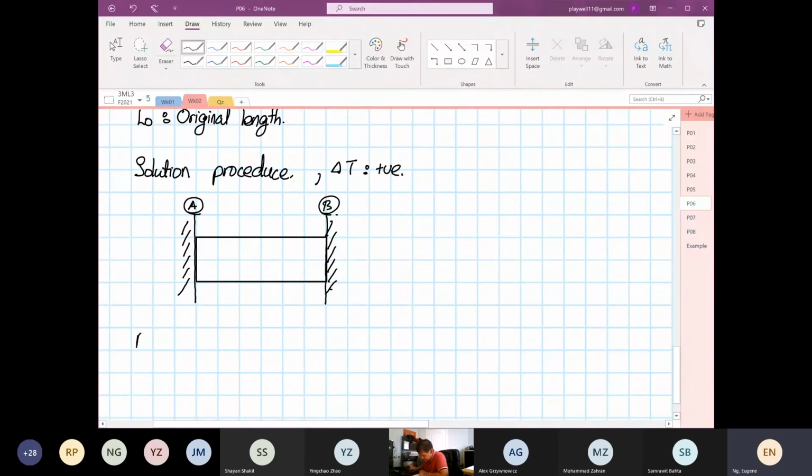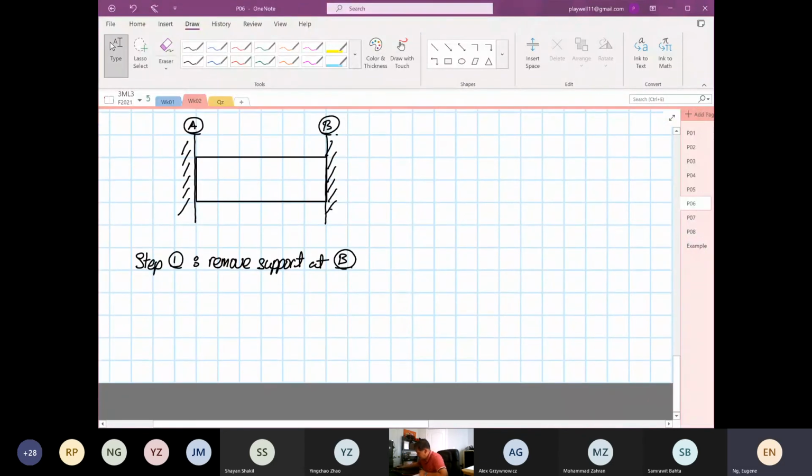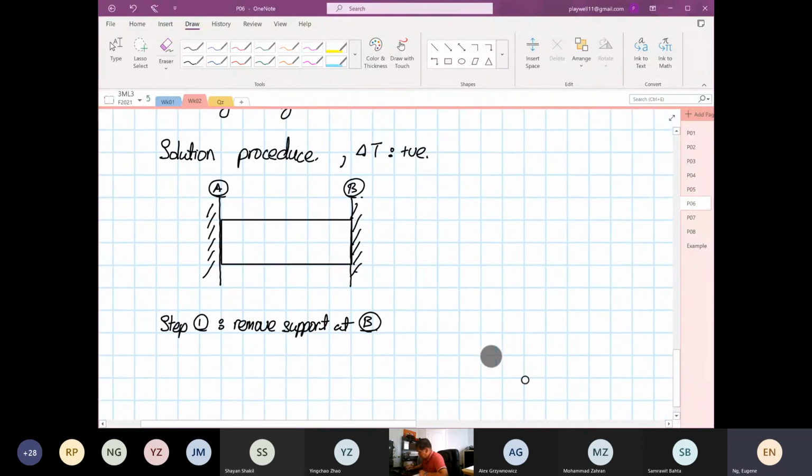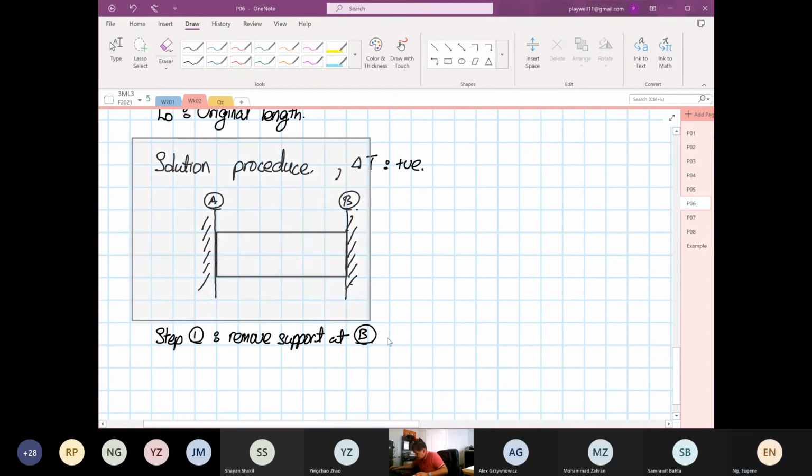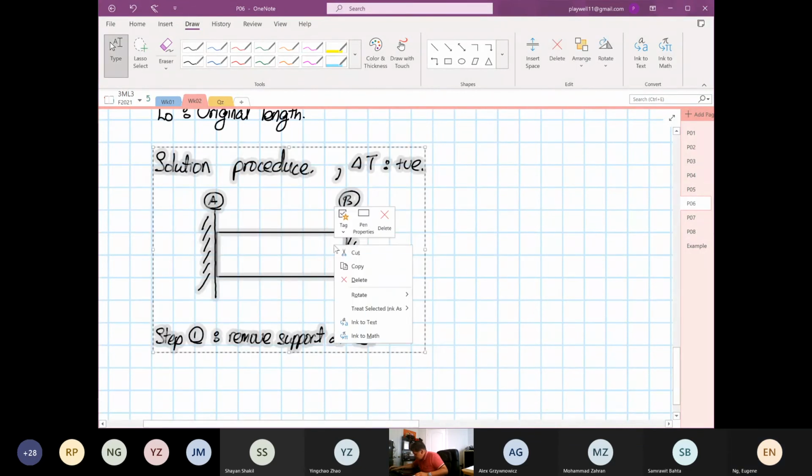We remove, so step 1, we are going to remove support at point B. You can also remove support at point A. Yeah, the answer will be the same. My bad. I'm going to do it on the next page because I need space.